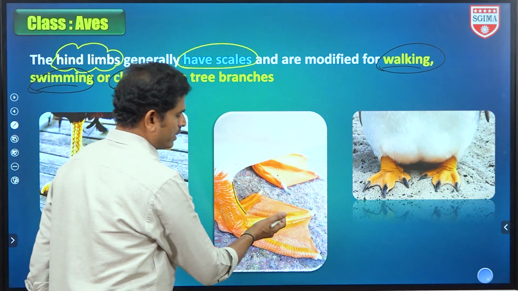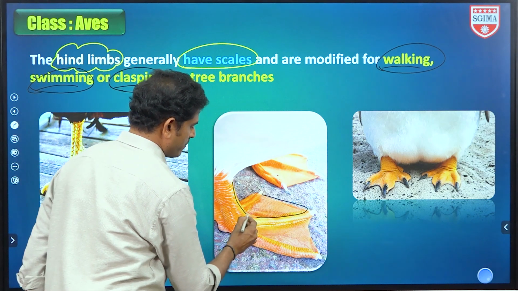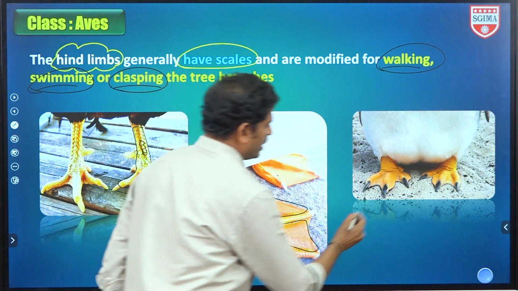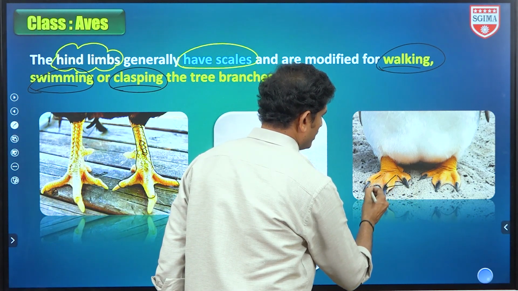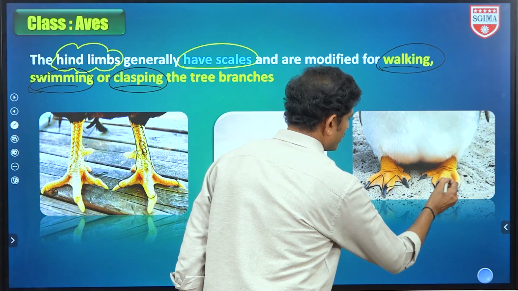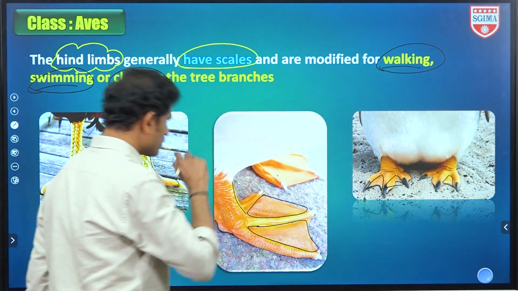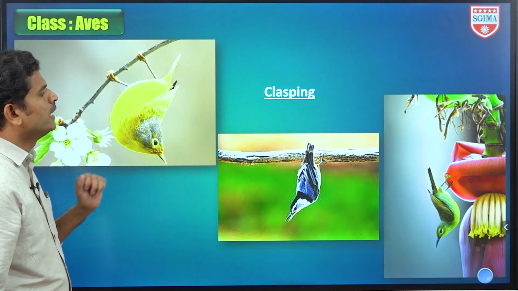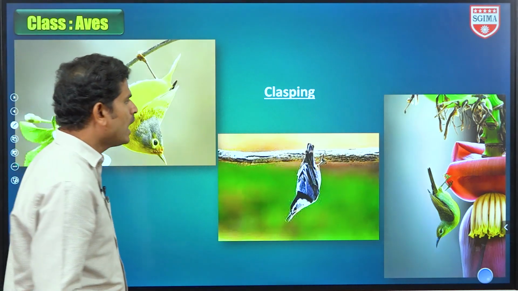So they are useful for gathering of food also. And here in the duck, a web is there. Hind limbs may contain the web, and here also a web will be present. This web helps the organism in swimming. Okay, so next slide, either clasping or perching.